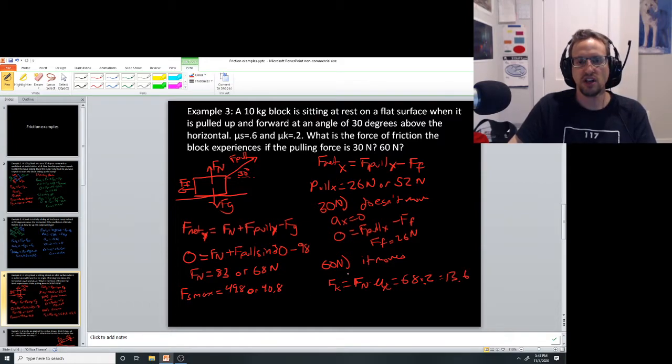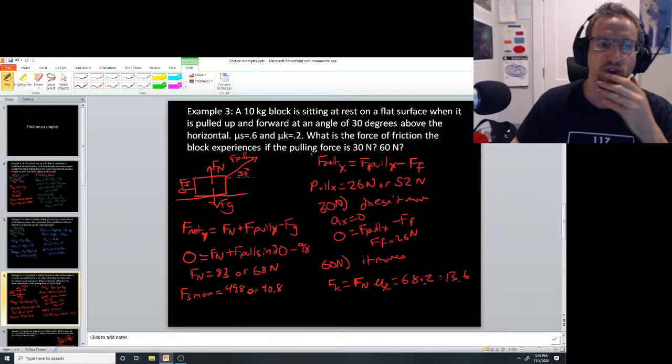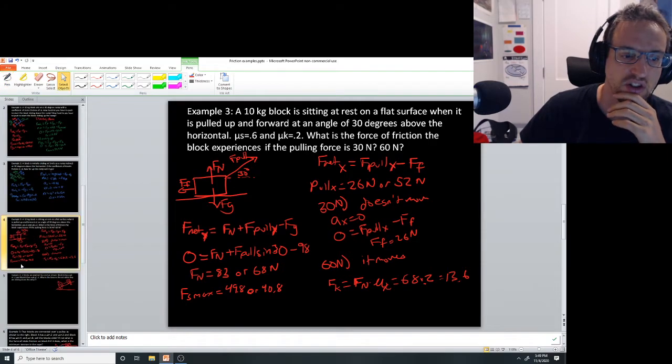Okay, so one of the first things you need to do usually in these problems is check to see whether it slides. Okay, we've done that first in a couple of these problems. So I strongly encourage you check to see if it slides.